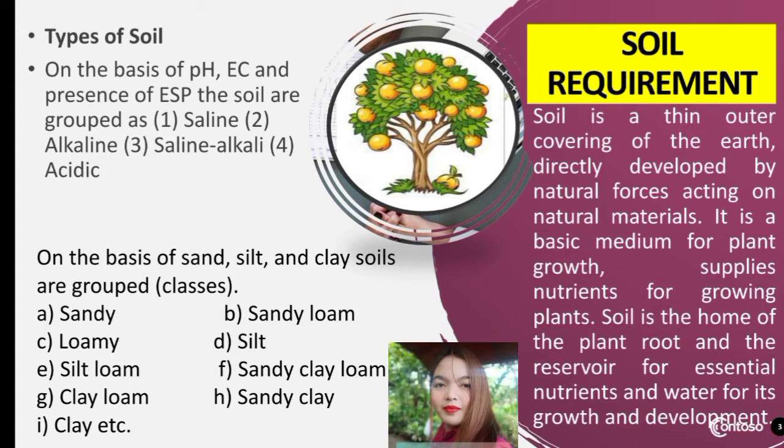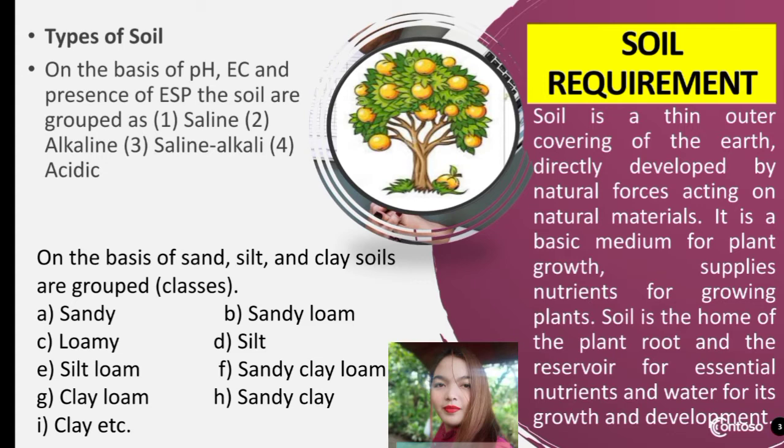Soil is a thin outer covering of the earth directly developed by natural forces acting on natural materials. It is a basic medium for plant growth and supplies nutrients for growing plants. Soil is the home of the plant root and the reservoir for essential nutrients and water for its growth and development. It has nutrients that are needed by the plant to grow, because it is the one requirement for the plants to grow.